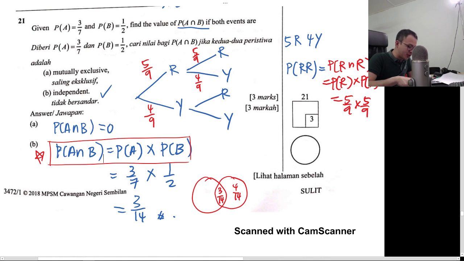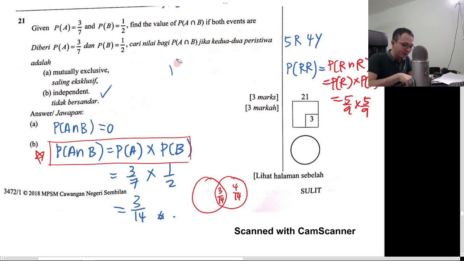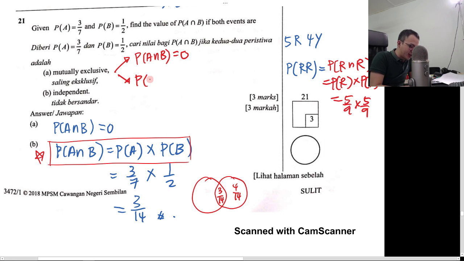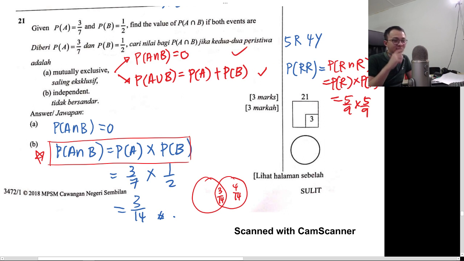And for mutually exclusive, you have two things. If they ask about the probability of A intersect B, it definitely equals 0. If they ask about the probability of A union B, it equals the probability of A plus the probability of B. This is something as a student you need to remember. And for independent, you don't have any case to do with union, so you don't need to worry. A union B will not come out for independent because you don't have such a thing.